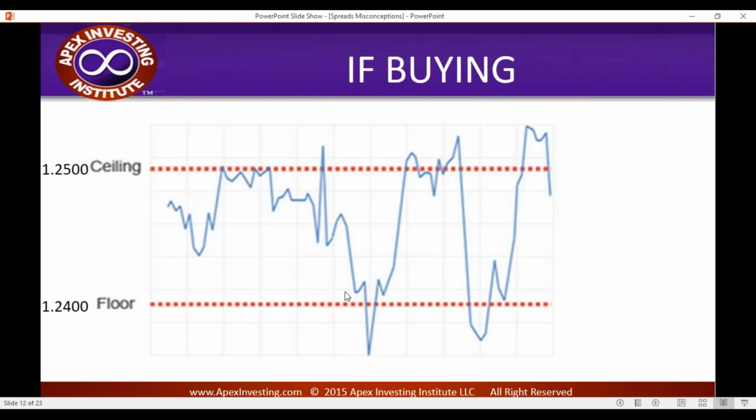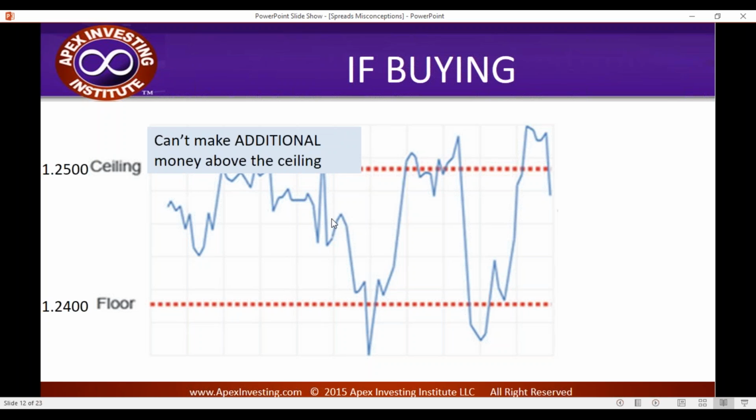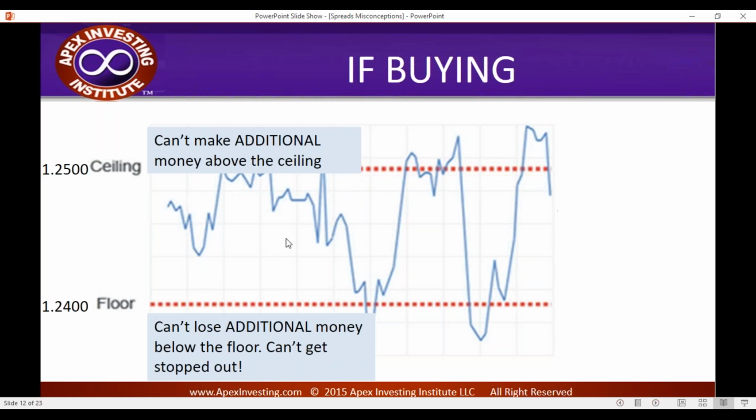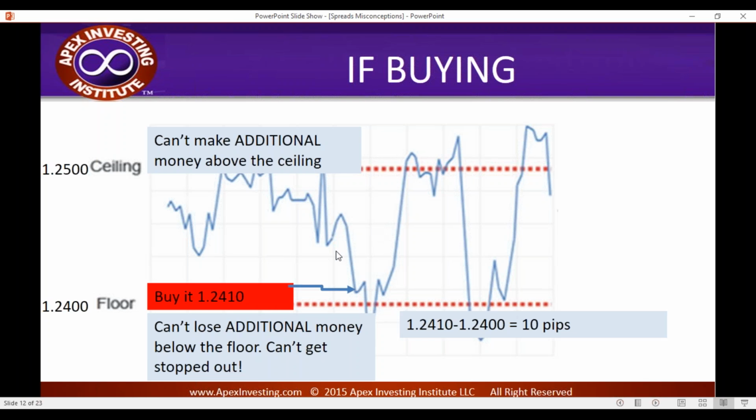Let's look at the opposite example. If I'm buying, I think the market's going up. Same thing: if the market is going up, I can't make additional money above the ceiling. But if I'm wrong and the market goes down instead, I don't lose additional money below the floor. And I don't get stopped out. Just because the market hits a floor or ceiling, it doesn't close out the trade. The trade is still open. So, same type of example: I think the market's going up.